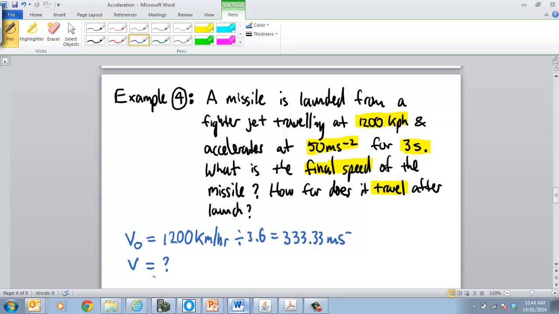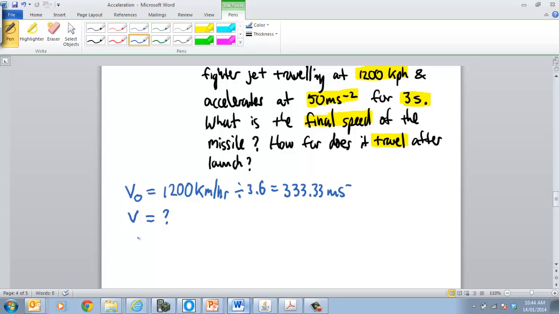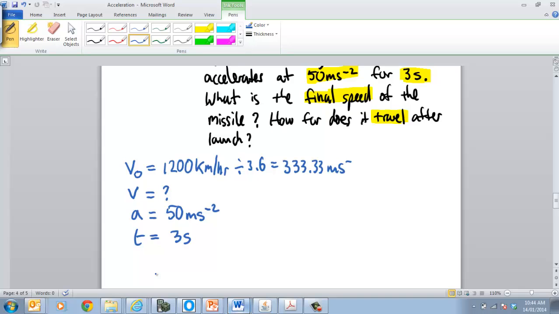Do we know acceleration? Yes, we do know acceleration is positive 50 metres per second squared. We know it's accelerating for 3 seconds. And do we know the distance? No, we don't know the distance, because we actually have to find that. So these are really the things that we possibly want to find.